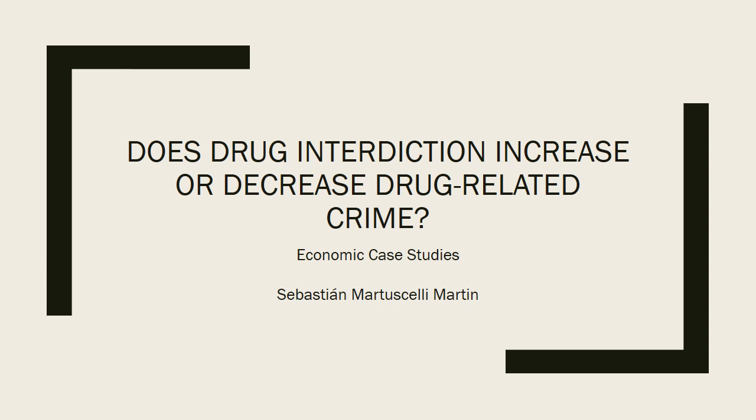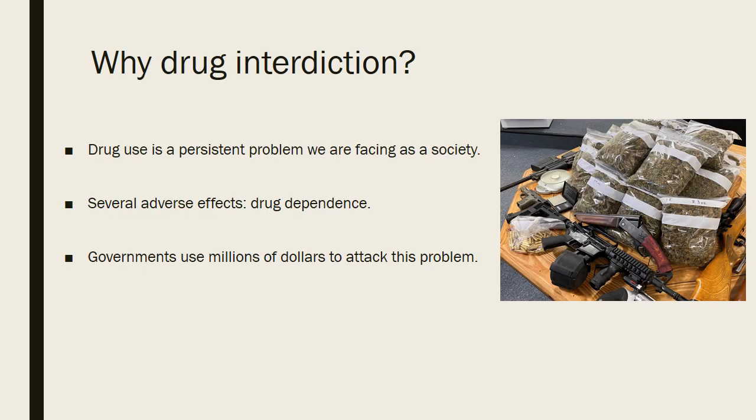Now, to answer the question, we need to ask first some other questions. So, first of all, what is drug interdiction? Drug interdiction is the action of the different institutions or governments or police to stop drug crimes or drug smuggling or basically anything related to drugs or drug use.